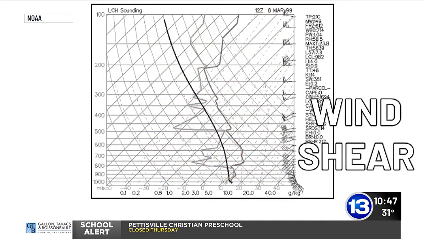We also look for wind shear, or change in wind speed and direction with height, on the right side of the Skew-T diagrams. Thunderstorms can still develop with no wind shear, but they don't last long and usually don't become severe. Therefore, wind shear analysis is critical for gauging the potential for severe storms.